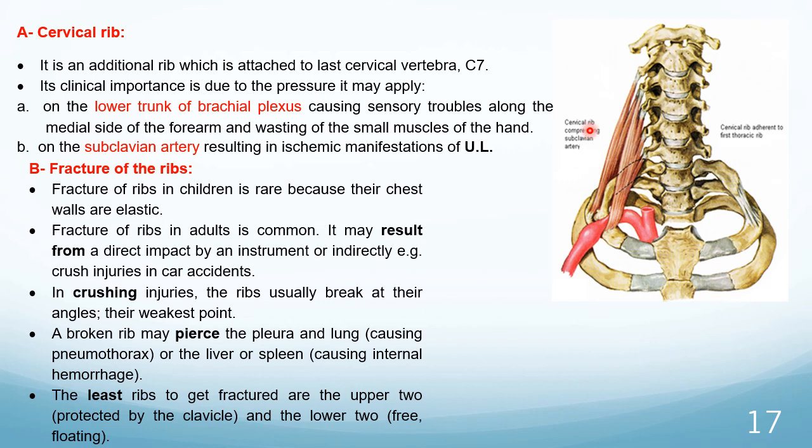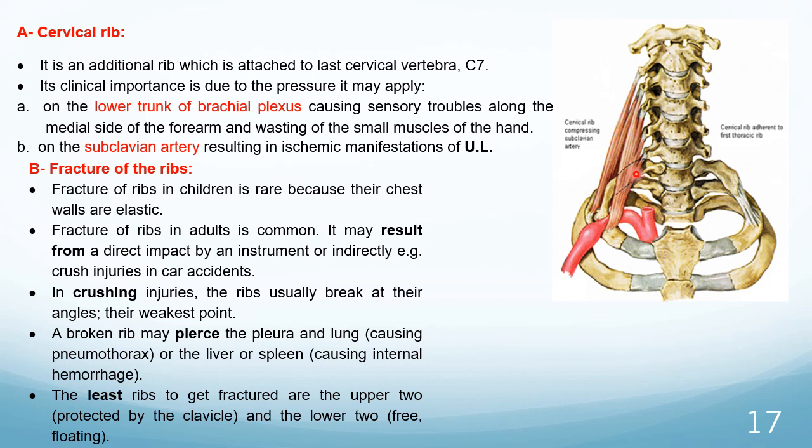An additional lumbar rib is more common but less dangerous, while the cervical rib is less common but more dangerous. Why may the cervical rib be dangerous? Because it may compress the lower trunk of the brachial plexus nerves, passing from the root of the neck to the upper limb to supply it.